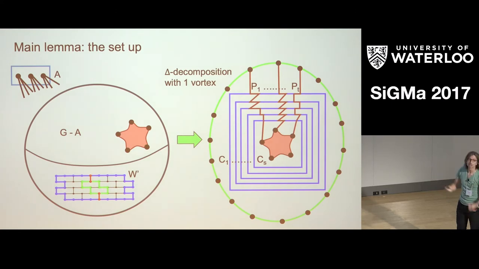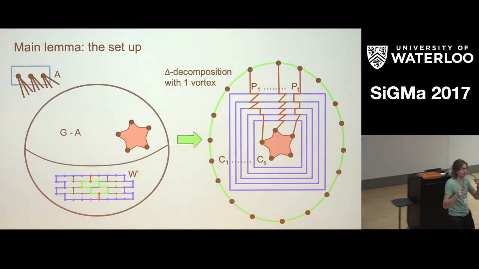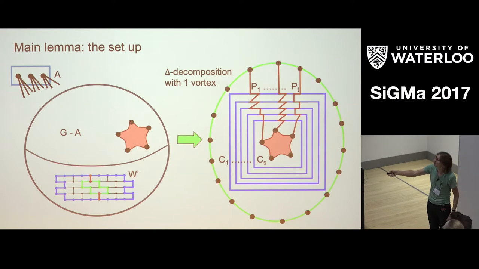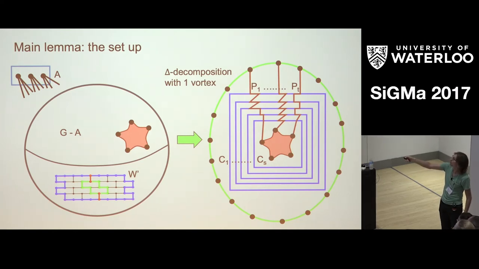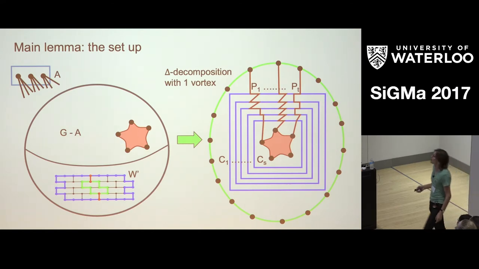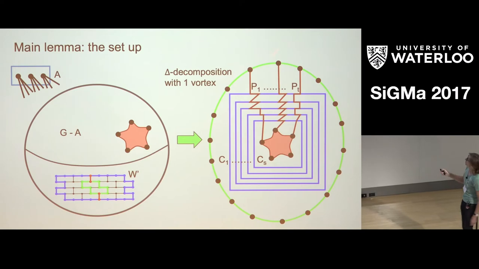Not only that, but I also have the horizontal and vertical paths of the wall that go nicely through that sequence of concentric cycles. So I have red paths here taken from the vertical paths of the wall that go from the outside of the disk, that is the green cycle here, and go in a nice, neat way, zigzagging through the blue cycles until they get to the middle of the vortex here. So this is the setup I want to work with.